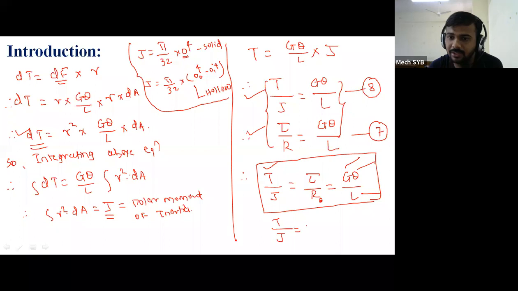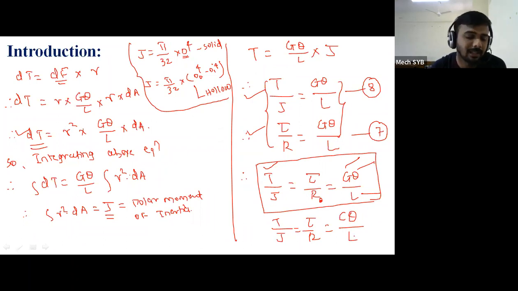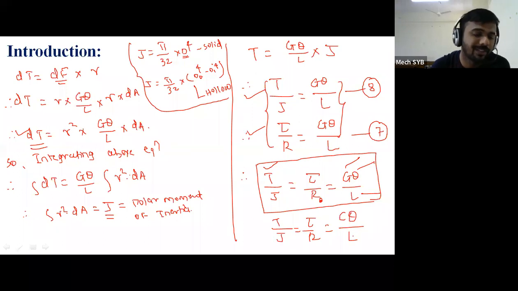T upon J is equal to tau upon R is equal to C theta by L. And please keep in mind the capital G, modulus of rigidity, is also represented by capital C.